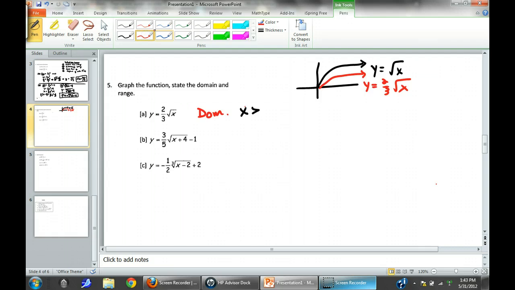Now for the range, your possible y values, what you have for that is the same range as the root function. We get all y's greater than or equal to 0. That's the inequality way to say it. There's the interval way to say it as well. This is 0 to infinity, and this is also 0 to infinity, but since we can include 0, we put a square bracket.